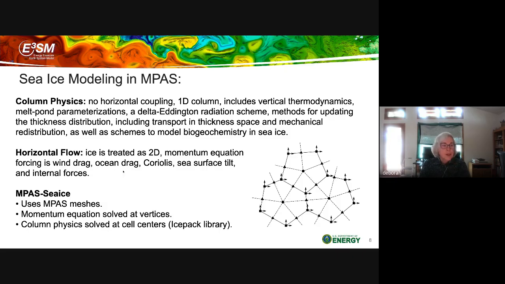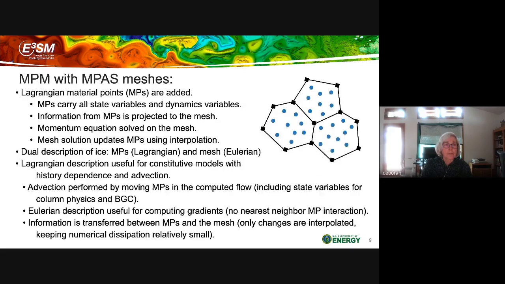So MPAS-SI-MPM, the existing core in E3SM, again, uses these polygonal meshes, MPAS meshes, Voronoi tessellations. The momentum equation is solved at vertices of that mesh, and the column physics is solved at cell centers. So there's a column for each cell, and each cell has a thickness distribution. So that's the existing setup.